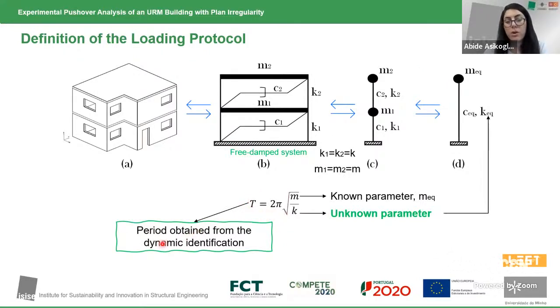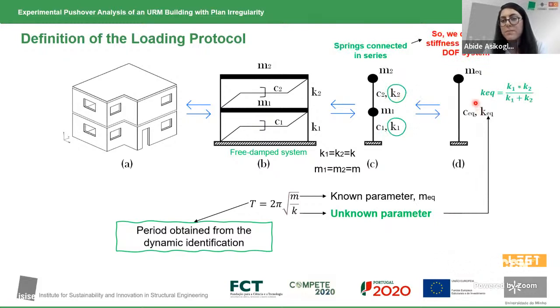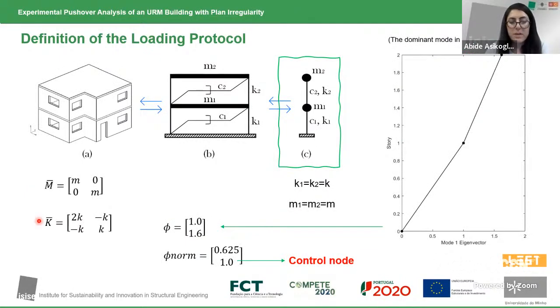From the relation of period, we know from dynamic identification the equivalent mass, and we can obtain the equivalent stiffness of the system as a single degree of freedom. But of course, since we need the relation at each level, we need to convert it to 2 degrees of freedom. We know that this equivalent stiffness is also equivalent to 2 springs connected in series, so we can easily obtain the values. Then we can obtain the stiffness matrix and mass matrix for the 2 degree of freedom system, compute the eigenvalue analysis, and obtain the ratio at each level.